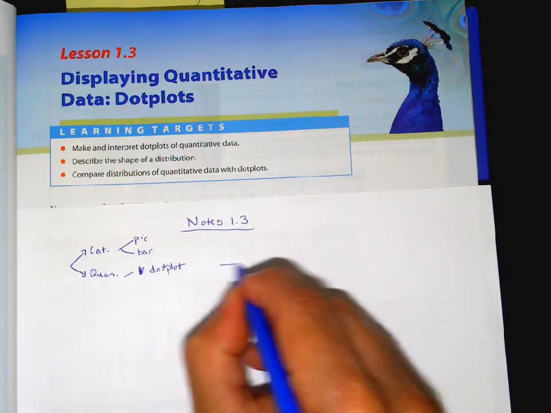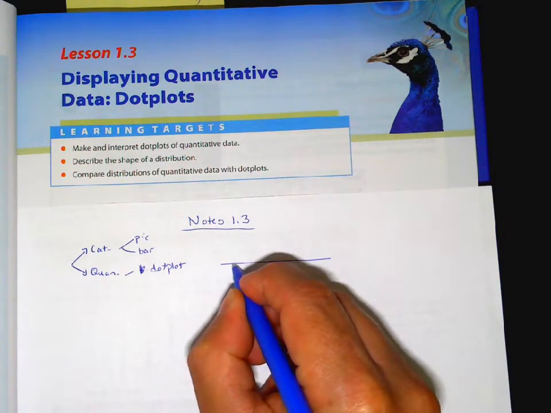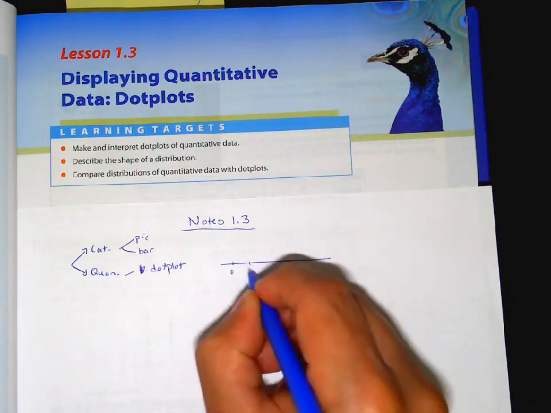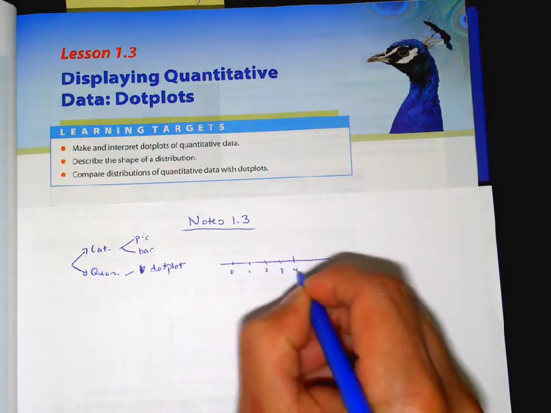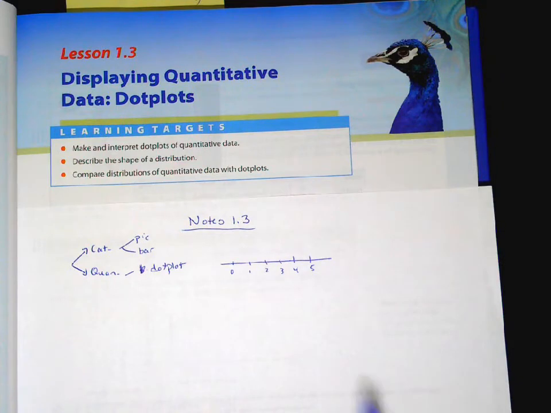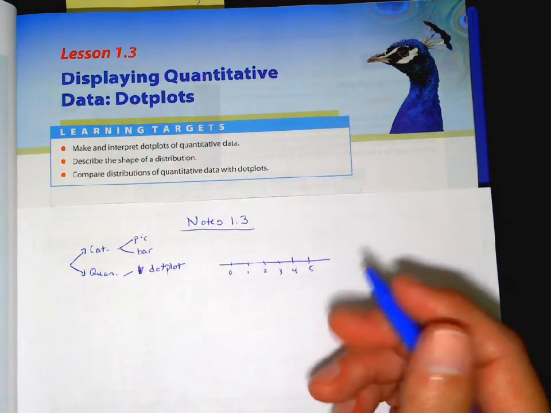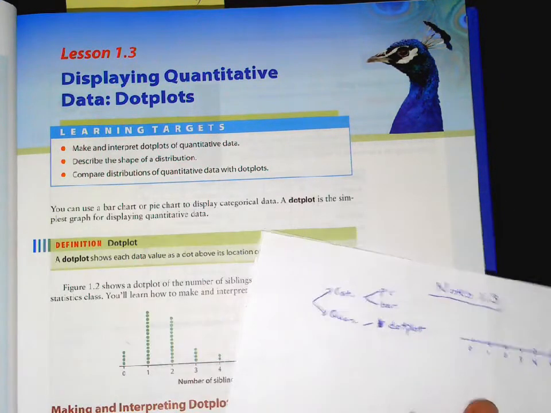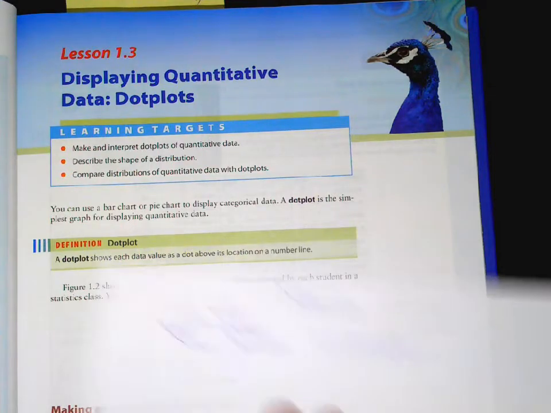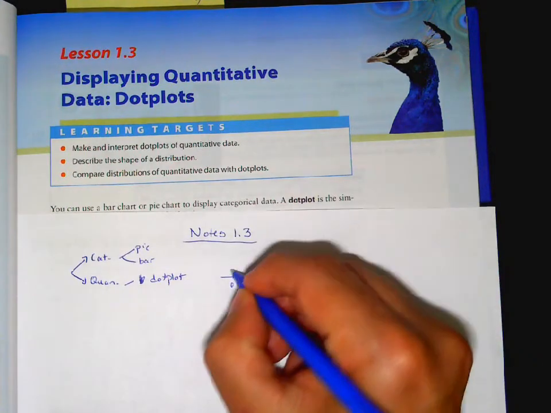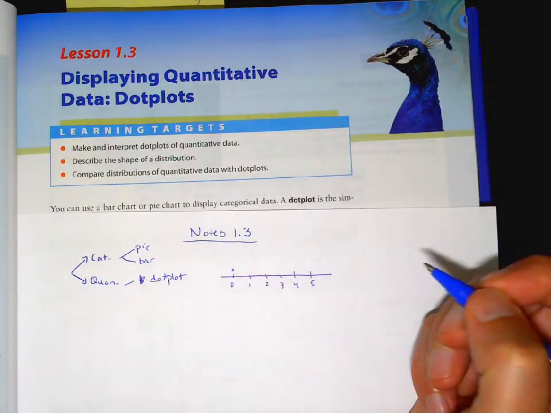Okay, so a dot plot, basically, the basics of it is you create a line, basically a number line, 0, 1, 2, 3, 4, 5, etc. And you can scale that however you need to. And then you just basically put a dot for everything of your data. So the number of siblings people have. So say someone's an only child, they have no siblings.